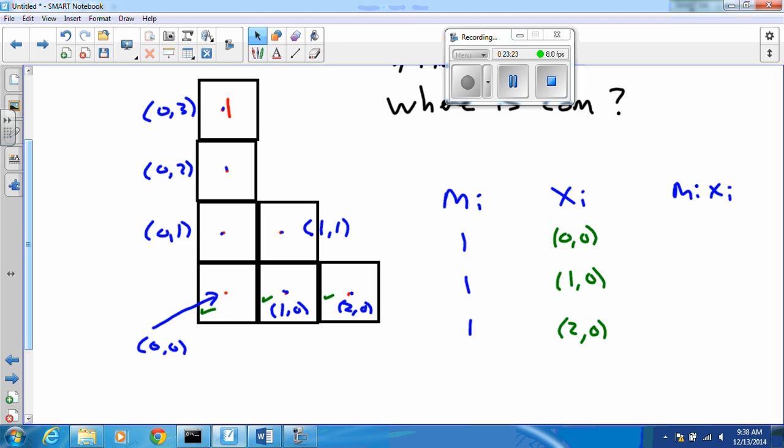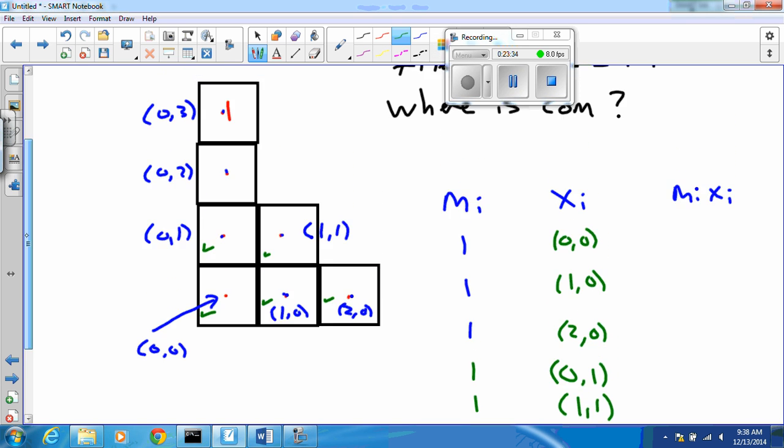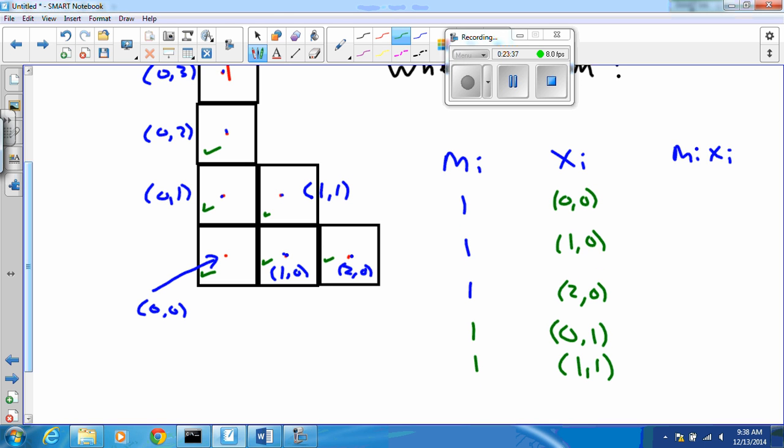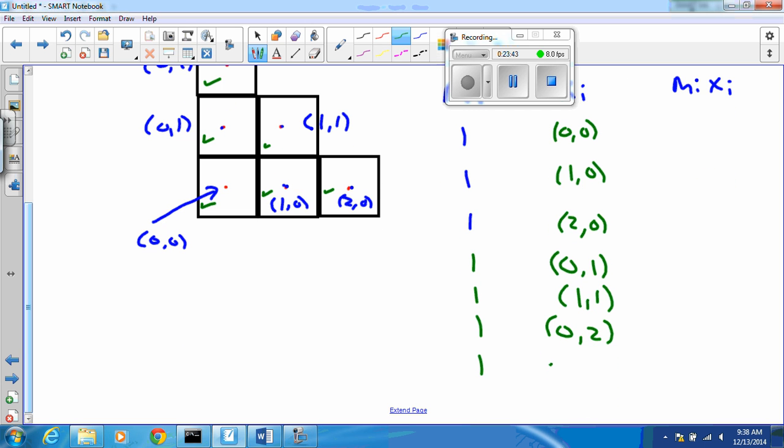So there's one tile, and its location is 0, 0. Here's a tile whose location is 1, 0. Tile at 2, 0. We have a tile at 0, 1. We have a tile at 1, 1. Sort of ran out of room there. We have a tile at 0, 2. And we have a last tile here at 0, 3.